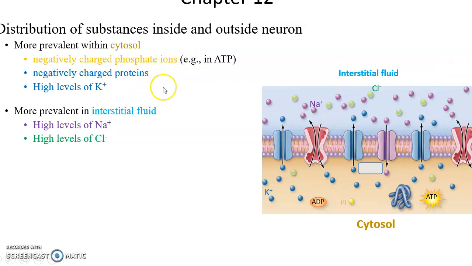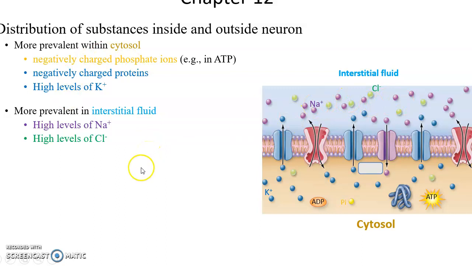All right, we also have the distribution of substances inside and outside of the neuron, primarily ions. So inside of the cell, we have lots of negatively charged phosphate ions. These are important because they come off of ATP when it releases energy to form ADP and phosphate ions, and then they get added back to the ADP to give us more ATP. So lots of that, negatively charged. We have lots of negatively charged proteins inside of the cell, and then we have high levels of potassium ions. And overall, this leads to a negative charge inside of the cell.